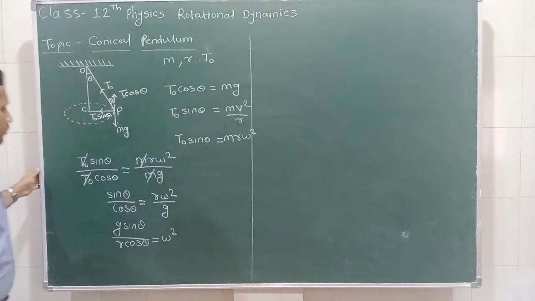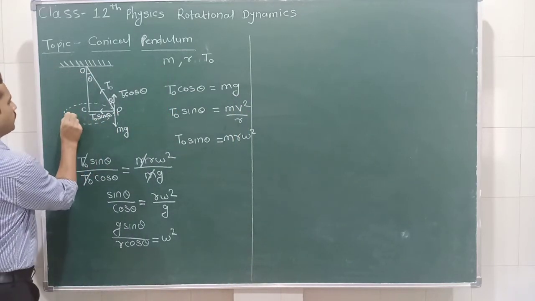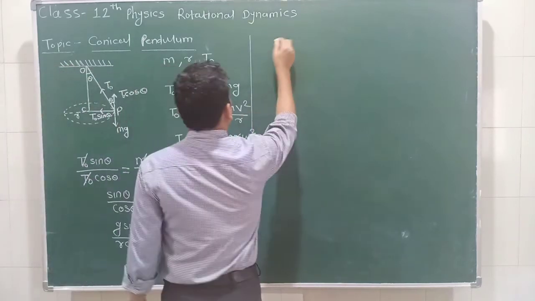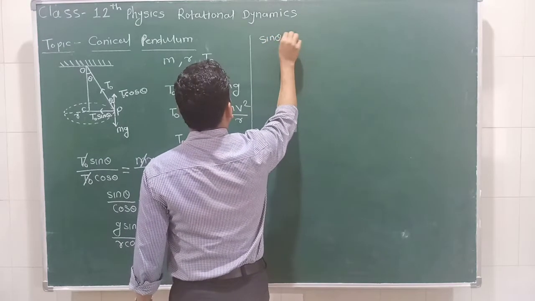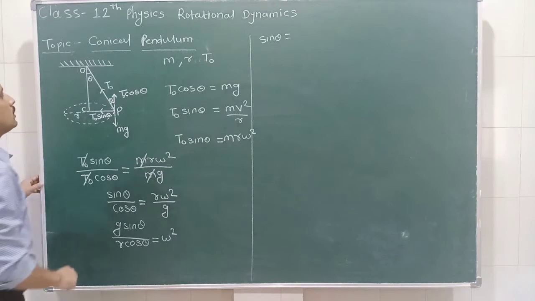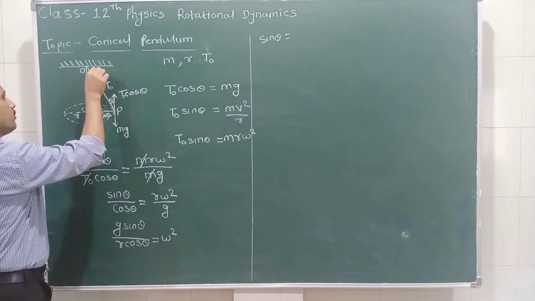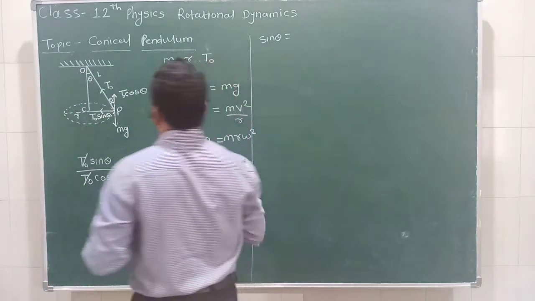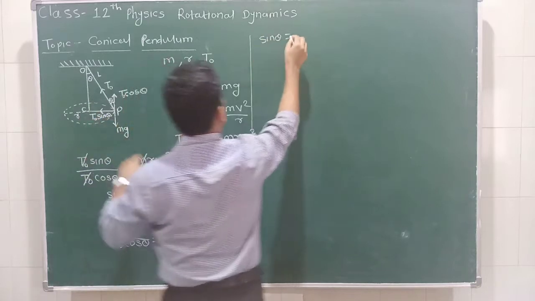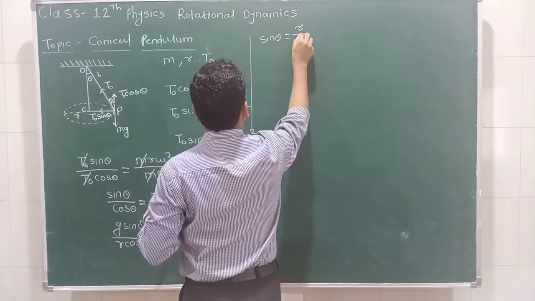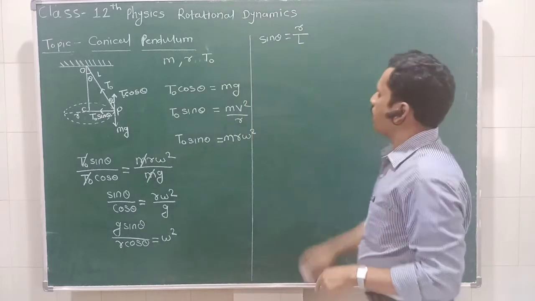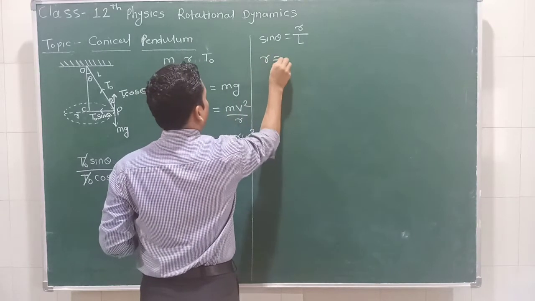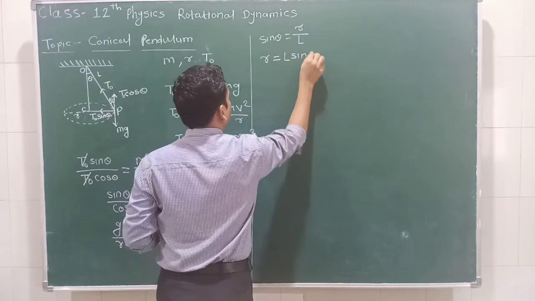Now from this equation, what is the radius of the circular path? It is equal to r. Therefore, we can write sin theta is equal to, suppose the length of the simple pendulum is L. Then what is sin theta equal to? Sin theta is equal to r divided by L, opposite side divided by the hypotenuse. Therefore, we can write r is equal to L sin theta.